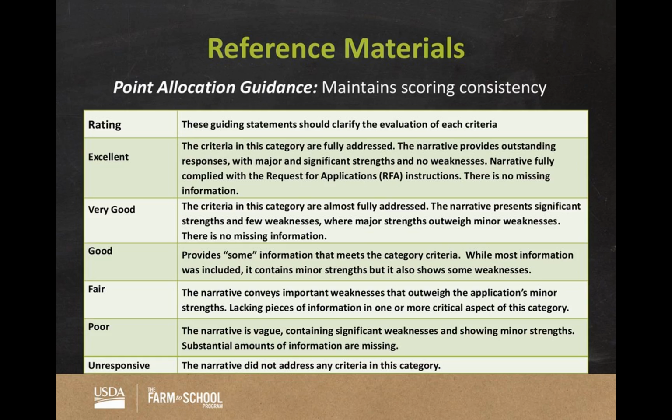The next important reference material is the point allocation guidance. As you saw before, the ratings are excellent, very good, good, fair, poor, and unresponsive. We provided you with some guiding statements to describe what we mean by each of these different ratings. The point of the scoring sheet as well as the point allocation guidance is to make sure that we're maintaining scoring consistency, not just within teams, but also across teams.